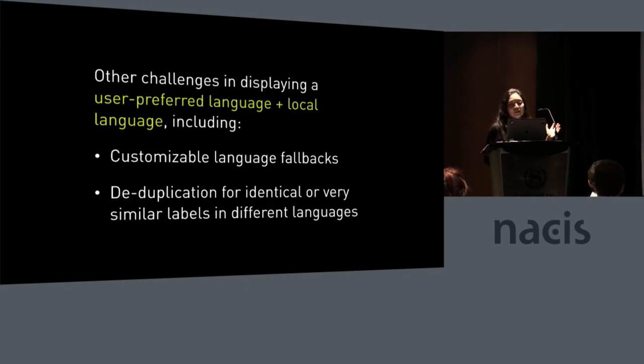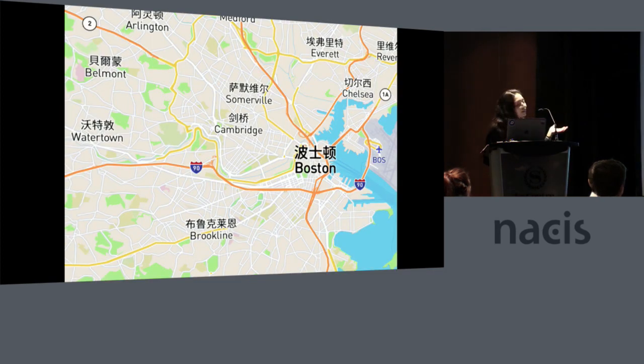Plus, we didn't get to talk about this, but we're working on a bunch of other challenges too, specifically around displaying a user-preferred language and a local language on a map together, including customizable language fallbacks. And again, this is the kind of result we're looking for. There are many moving pieces in order to create something like this, and we hope that by doing so, we'll better connect people across different regions and languages.